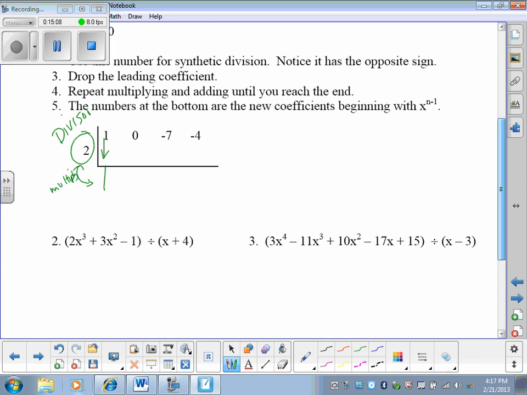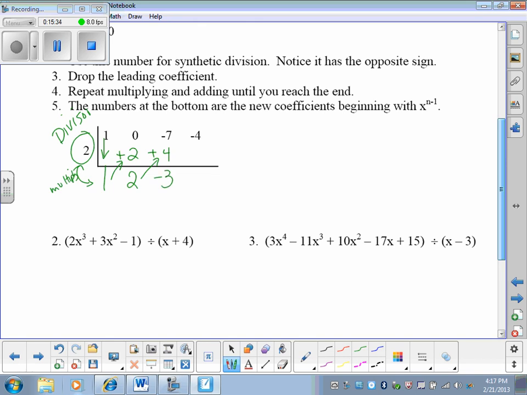So 2 times 1 gives you 2. So you get your 2 goes here. And then you're going to add these together. So you do 0 plus 2 is 2, and you go back the way we just did it. So 2 times 2 is 4. Add these together, and you get -3.